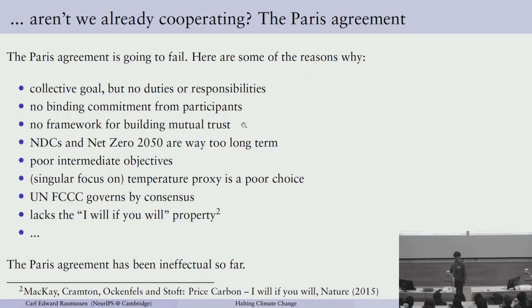Thirdly, and this is very, very important, there's no framework for building mutual trust, right? The problem is that we make commitments, the NDCs, these are called nationally determined contributions, made for far into the future, typically 2030 or net zero by 2050, and there's no way to check that your partner is actually serious about the commitments they've made, right? Which are not legally binding.